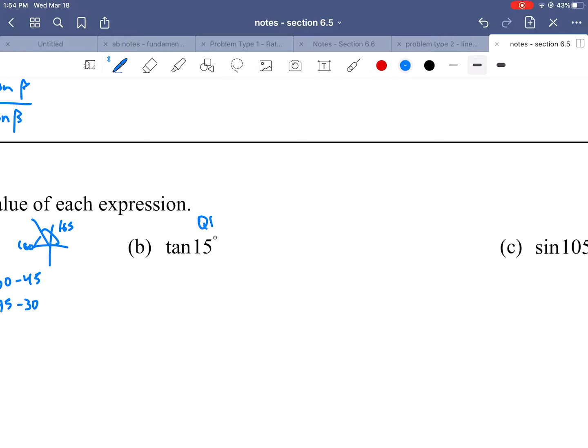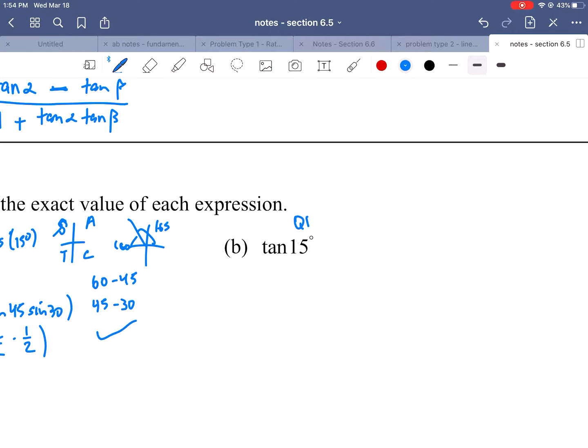And so I'm just ready to do this. 15, again, we just talked about right back here, that 15 is either 60 minus 45 or it's 45 minus 30. I used 45 minus 30 on the first problem. On this one, I'm just going to use 60 minus 45, and it wouldn't really matter. You would end up with the same answer no matter what you did.